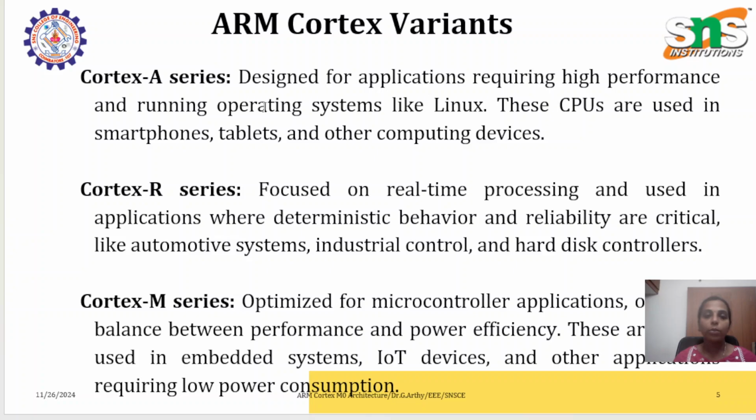The different ARM Cortex variants are Cortex A, R, and M. It depends on the applications for which it is being used. If it is for smartphones, tablets, or computing devices, then the ARM Cortex A series is used. If it is for automotive systems, industrial control, and hard disk controllers, the ARM Cortex R series is used. Coming to IoT applications and applications which require low power consumption, the ARM Cortex M series is used. In these series, many different variants are also available.